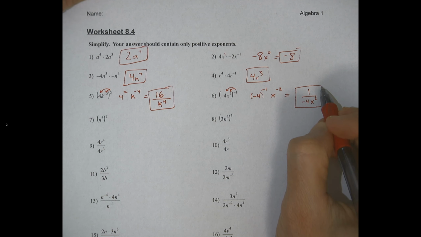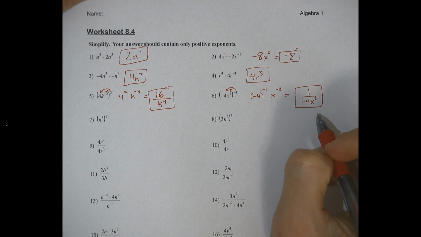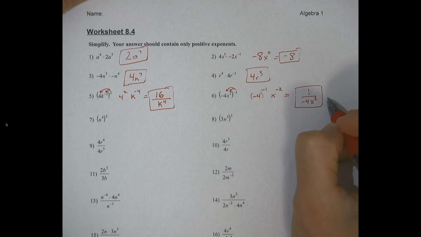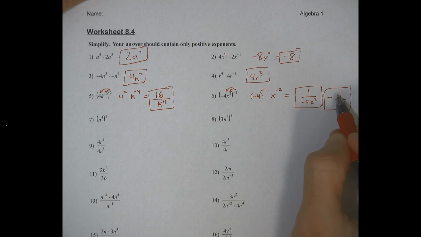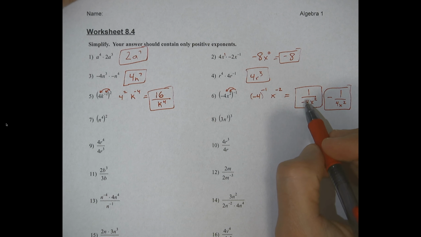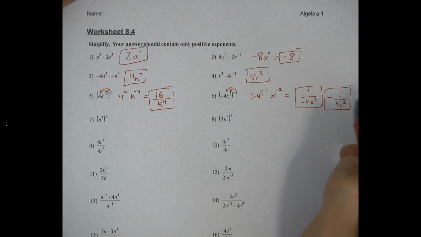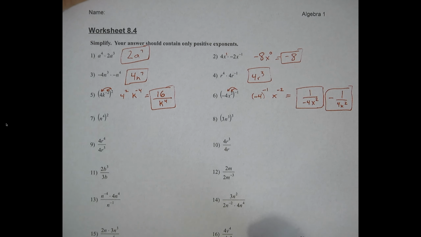You'll see on the answer key they put that negative sign in front. So technically you could write this as negative 1 over 4x squared. You could even put this up top. We've talked at length about how this negative can go in 3 locations. It can go up here, it can go in front, it can go down here, and they all mean the same thing. Okay, so no need to worry about differences there.